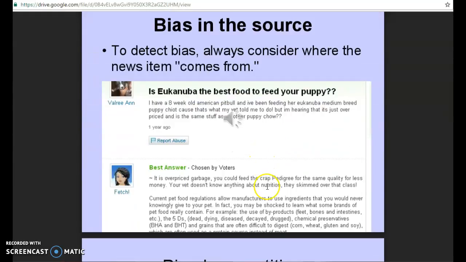Bias in the source. To detect bias, always consider where the news item comes from. So we see people that can write on a forum. That's not a very good source. If you're looking to forums, which is anyone that can write on them, to influence your opinions and to influence your choices, you might want to start thinking twice about that. You need to be looking to sources that are more reputable.